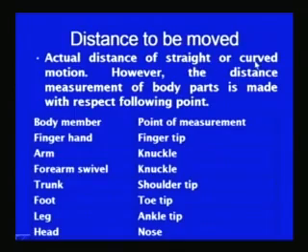For measuring the distance through which the body part will be moving while a motion is being performed, different points are used as a reference. The actual distance of the straight or curved motion is to be measured with respect to certain reference points. However, the distance measurement is made with a specific reference point for the different body parts. Here this lists the body parts, and these are the reference points with respect to which measurement should be made regarding the movement of the body parts.